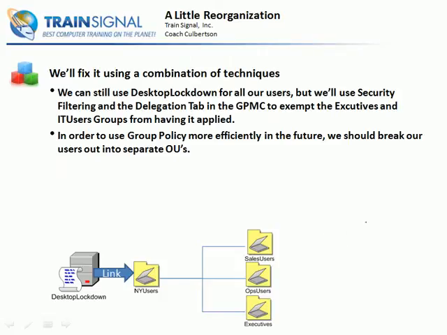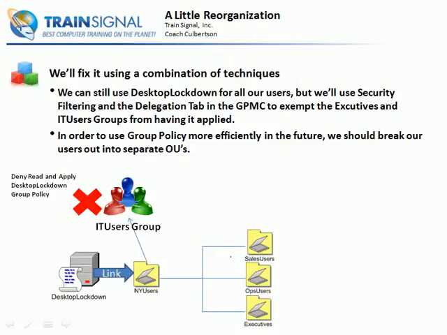All right, so what we're going to be doing, though, in order to fix our stuff, is using a combination of techniques. Okay? We're still going to use desktop lockdown for all of our users, and it's going to apply to all of the users in NY users. But again, we're going to be breaking out sales users, ops users, and the executives into 3 separate organizational units, because we still want to create an organizational unit structure that's going to be expandable and make sense for us in the future.